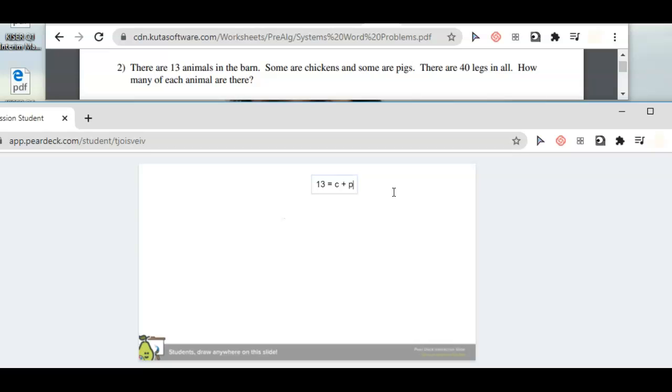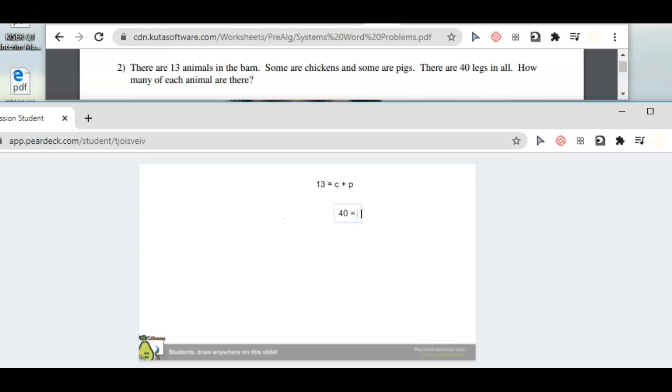Now I'm told there are 40 legs in all. So since I've already told you this is systems of equations, you can guess that I'm going to need another equation. So I have some other total, 40, and it's going to be equal to something. So it's the total number of legs.